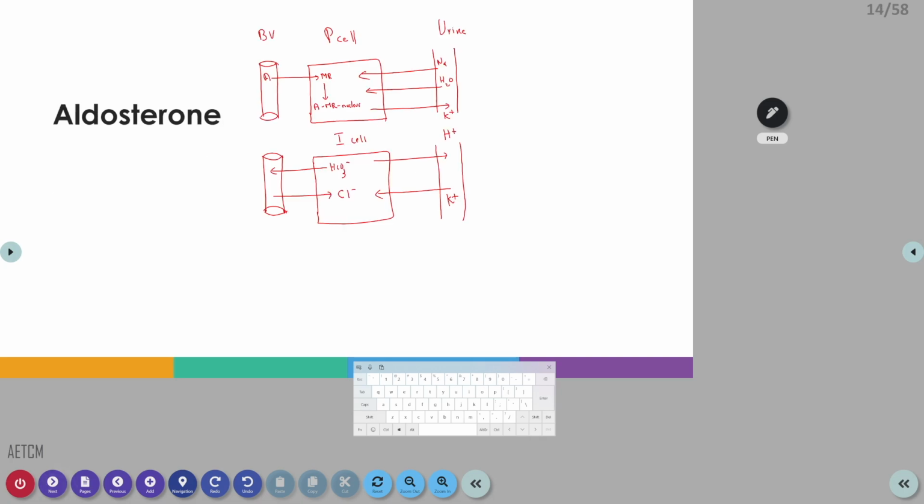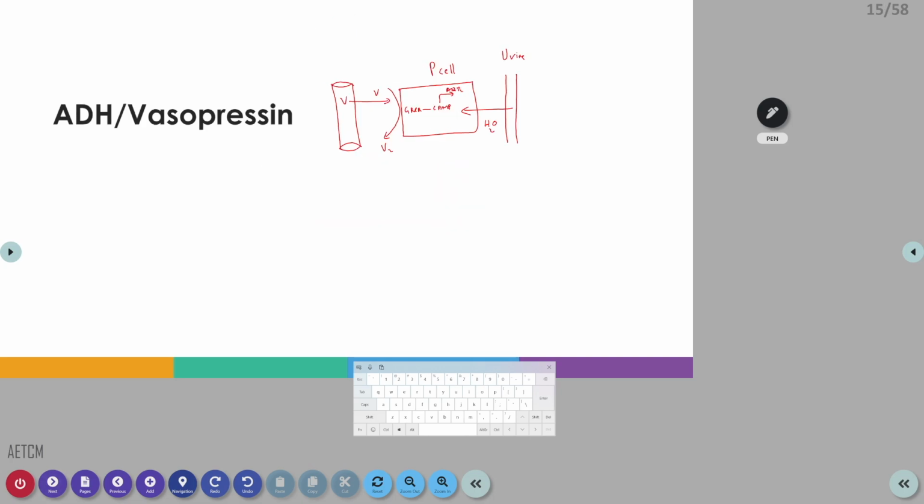So, coming to the action of aldosterone. Aldosterone will act on P cells and I cells of the collecting duct. In the P cells, it causes sodium and water resorption and K plus excretion, whereas on the I cells it causes K plus resorption and H plus excretion. Coming to ADH and vasopressin. ADH or vasopressin acts at the collecting duct and exclusively causes water resorption.